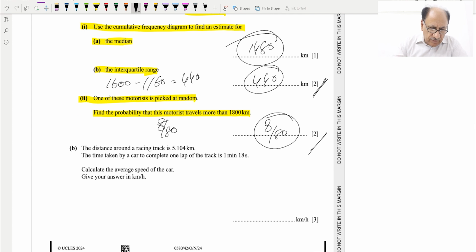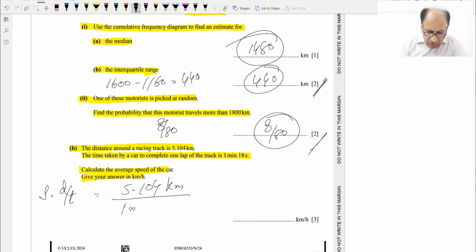Hopefully you understood this. Now B part: the distance around the racing track is 5.104 kilometer. The time taken by the car to complete one lap of the track is 1 minute and 18 seconds. Calculate the average speed of the car. Speed, you know, is equal to distance over time, and distance is 5.104 kilometers, and time taken is 1 minute and 18 seconds.